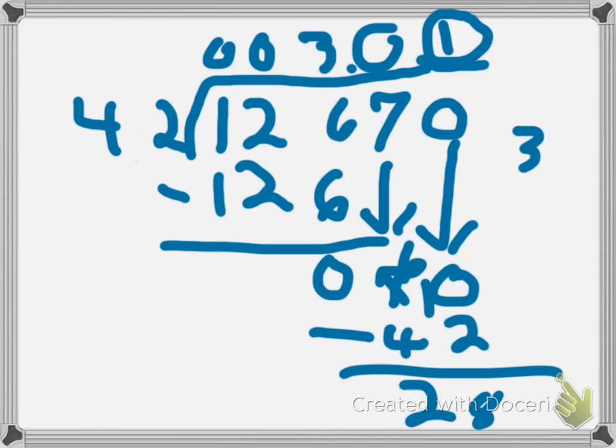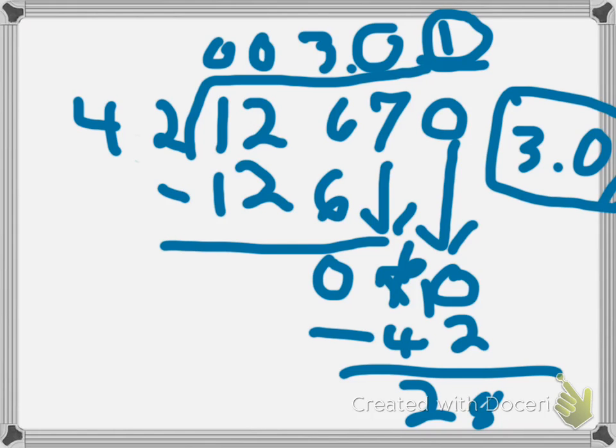So the quotient to the nearest tenth would be 3 and 0 tenths. And that is dividing decimals.